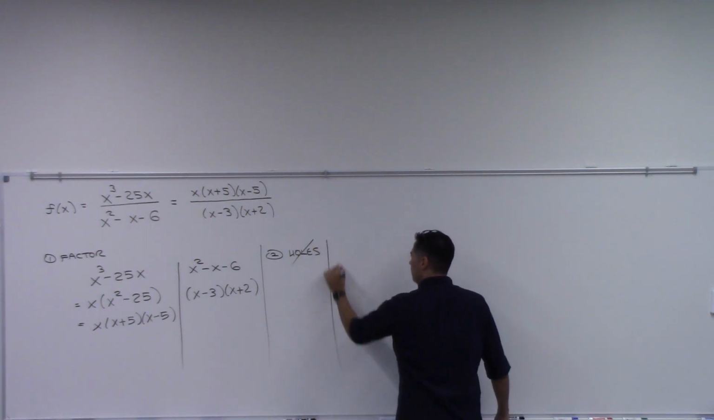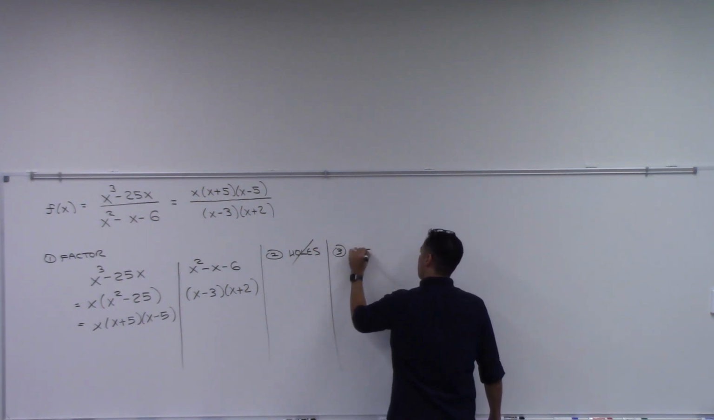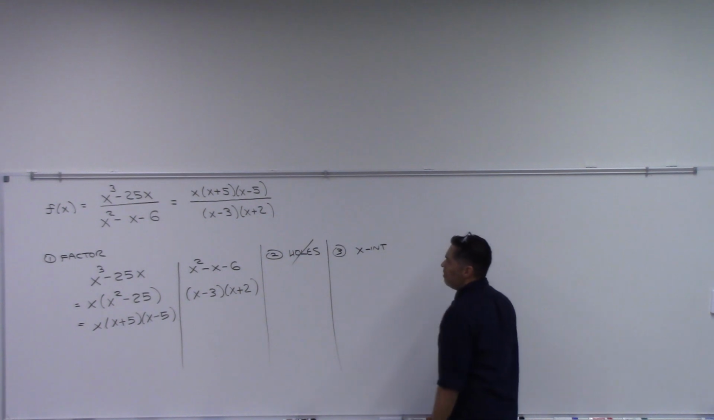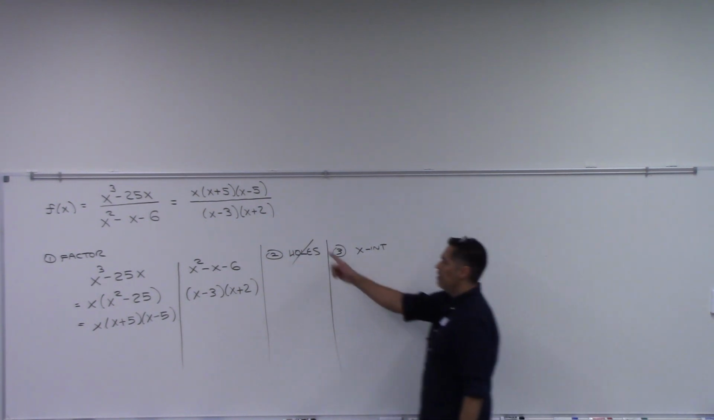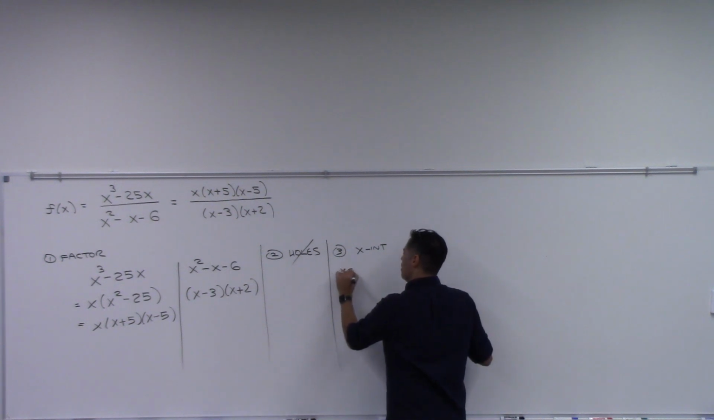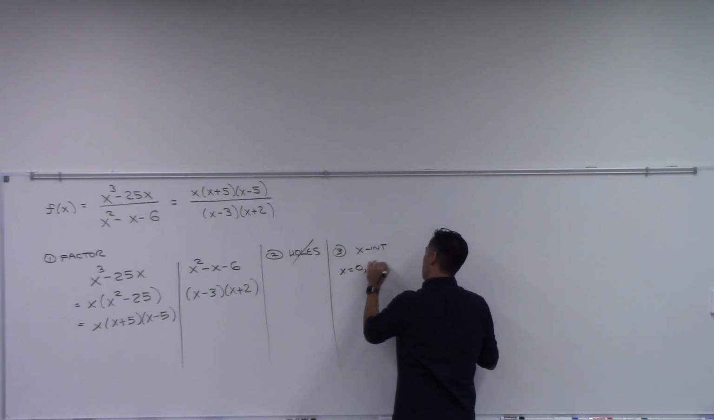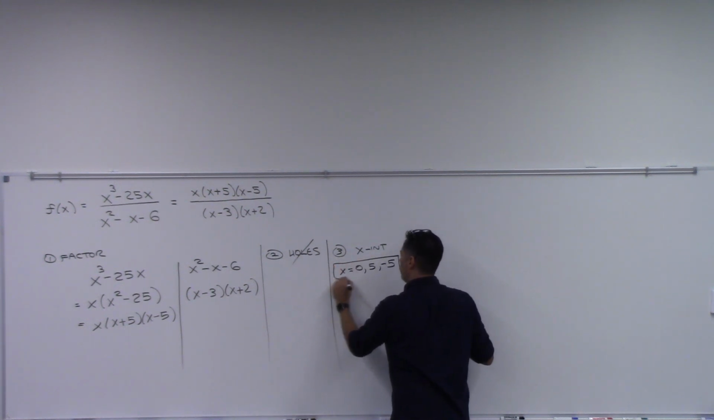Step 3, x-intercepts. Can you just tell me what they are? 0, 5, and negative 5, right? You're just setting the top equal to 0. So 0, 5, negative 5. The order of those doesn't matter.